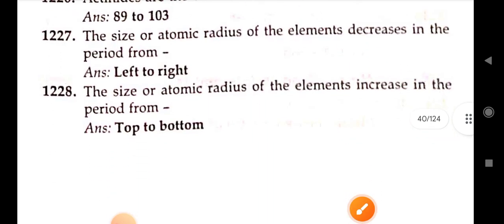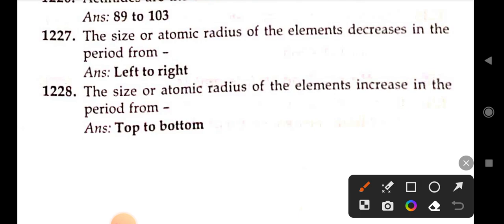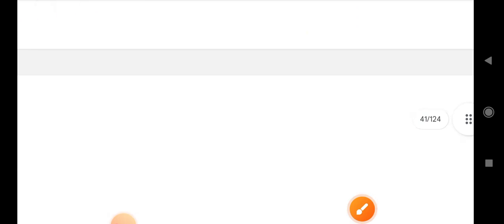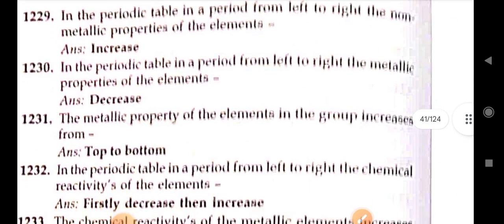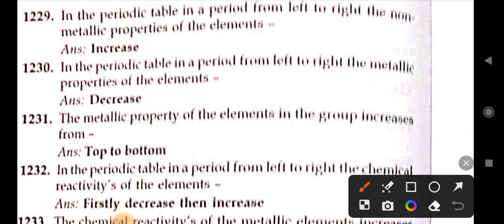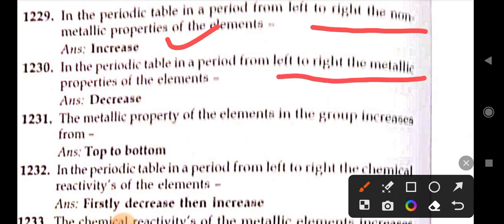Next, the size or atomic radius of elements decreases in a period from left to right. The atomic radius of elements increases in a group from top to bottom. In the periodic table, in a period from left to right, the non-metallic property of elements increases and the metallic property decreases. The metallic property of elements in a group increases from top to bottom.